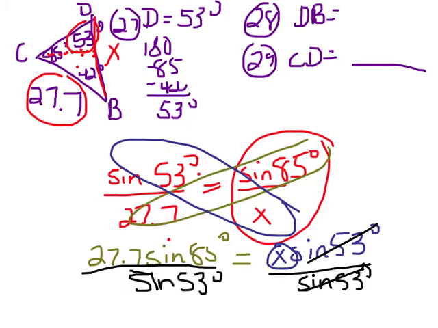The only thing I caution you to do is put this in parentheses and close out all your sine parentheses that are going to pop up. Actually, I don't need to put the bottom in parentheses. So let's type this in now. Parentheses, 27.7 sine 85. I'm going to close the sine parentheses, then close the parentheses for my whole numerator, and then divide by sine 53 and close that parentheses.